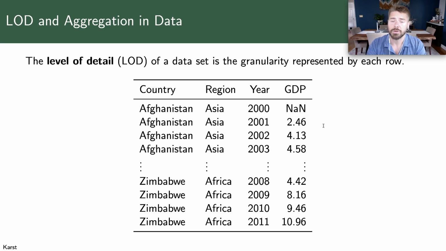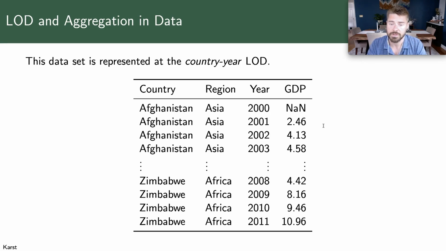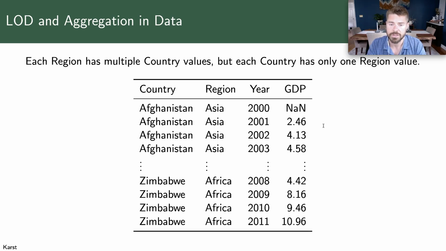So the level of detail we're operating at is the country-year level of detail. So it's not just country, it's not just year, right? It's the combination of a country and a year. Notice that the region here is not part of the level of detail because each region has multiple countries. So you could take the region out of this data set altogether and you would still have the same level of detail. Each row would still represent a country and a year.